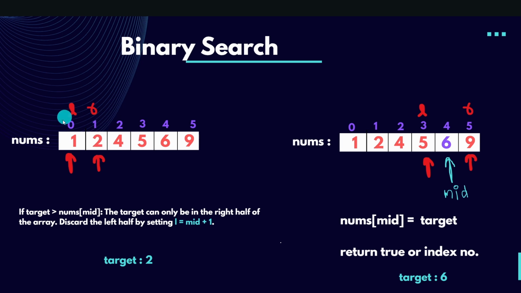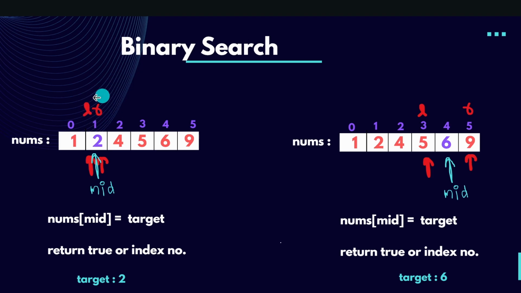Then we can say the number is present. In this nums also, if you see that nums of mid is equal to target, we can simply return true or the index number. We can simply return that it exists, or return this index number. You need to merge the left pointer and right pointer in this case, and you can see this matches. If left is equal to right is equal to mid, the number matches. Or in this case, if nums of mid is equal to target, you can say the number exists.